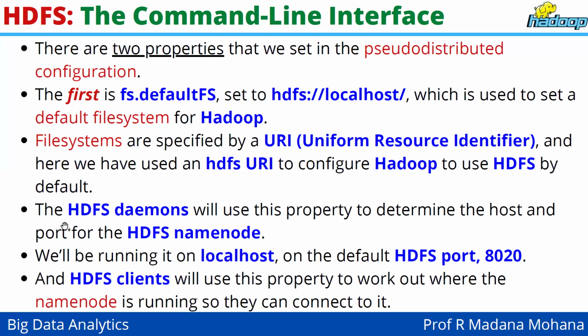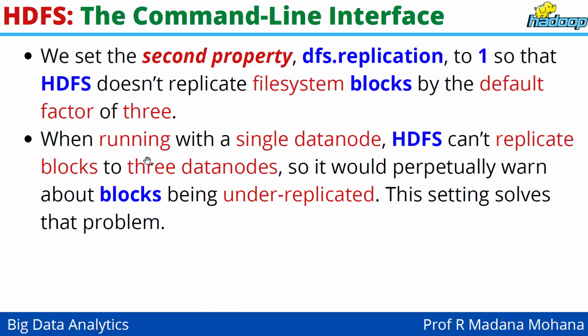The HDFS daemons will use this property to determine the host and port of the HDFS name node. We will be running it on localhost. By default, the HDFS port is 8020. And HDFS clients will use this property to work out where the name node is running so they can connect to it.